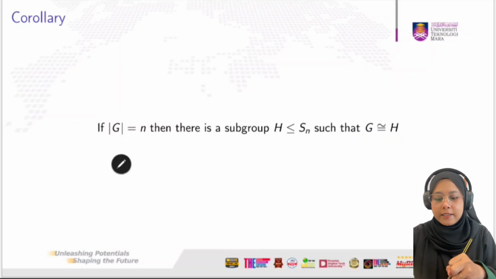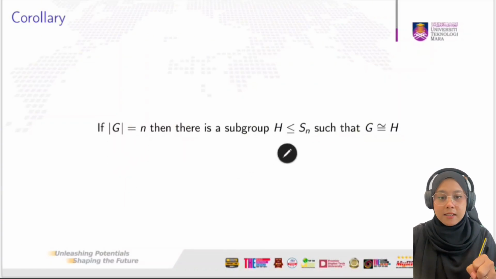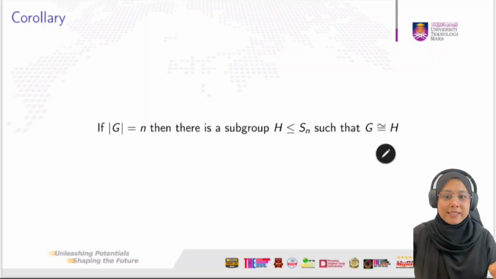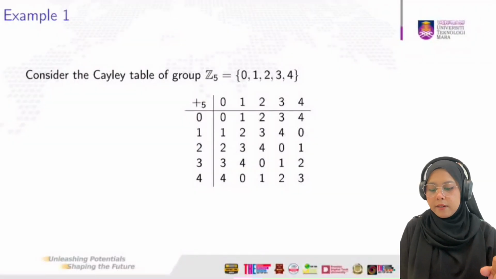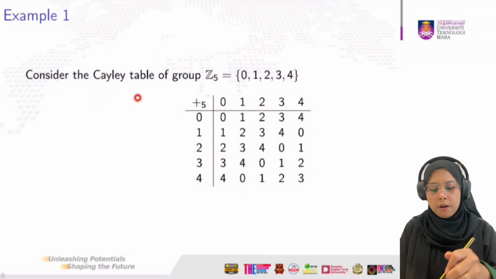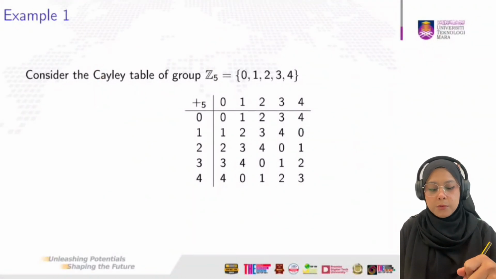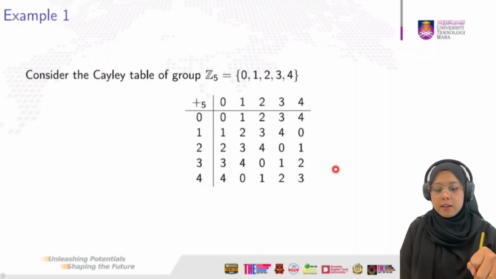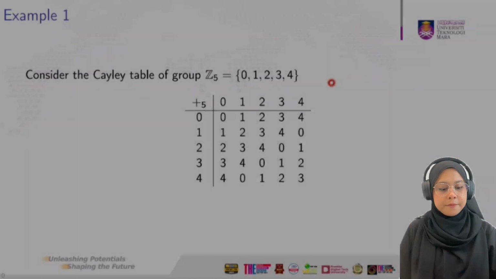So the corollary here says that if G is a finite group of order n, then there is a subgroup H of the symmetric group of n letters such that G is isomorphic to H. For example 1, consider the Cayley table of the group of integers modulo 5, whose elements are 0, 1, 2, 3, and 4. So this is the Cayley table of the group of integers modulo 5.